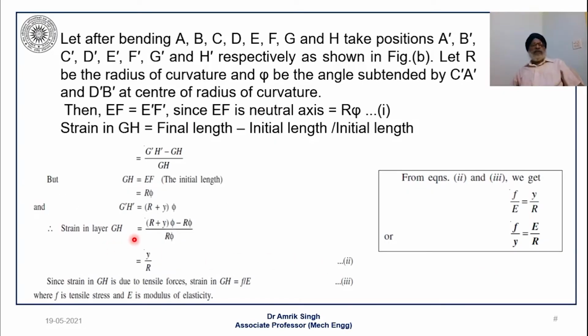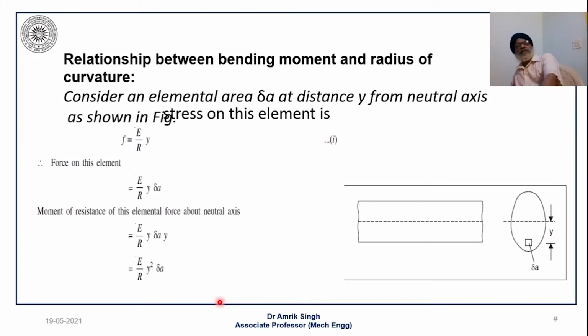So you put the values of G'H' and GH from the above relation in this ratio. When you solve, R phi will deduct and Y phi will also be cancelled. So you will get the strain, which is equal to Y upon R. This strain in GH is due to the tensile forces. The strain in GH is equal to F upon E, where F is the tensile stress and E is the modulus of elasticity. By Hooke's law, we know that stress is equal to E times the strain.